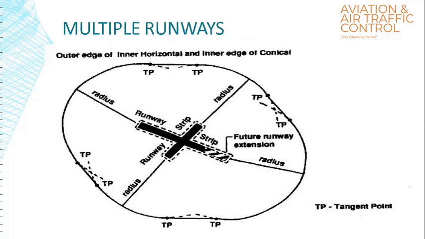So suppose in this example, we have an aerodrome with multiple runways. In this particular case, curves of a specified radius are centered on the middle of each of the runway strips, and the curves are joined by a tangential line as two curves intersect. So this is the way which will help us to determine the overall length of the inner horizontal surface for multiple runways.